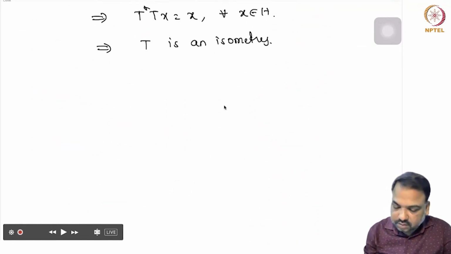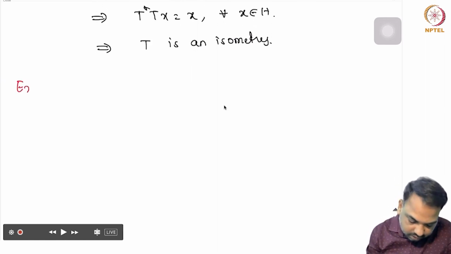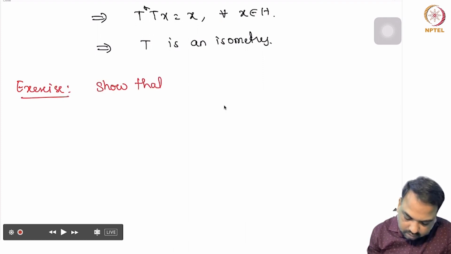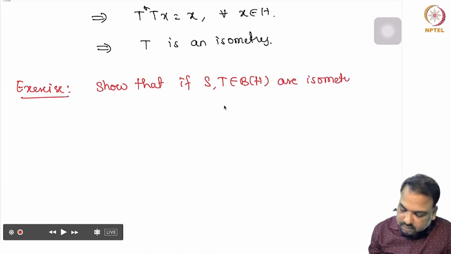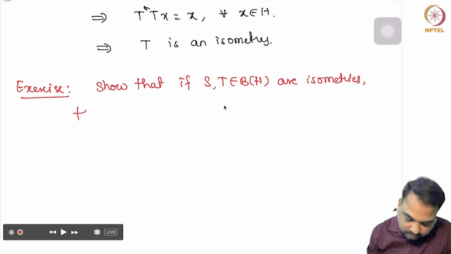Okay, so we can easily show the following. Show that if S, T are isometries, then we can say that ST is also an isometry.